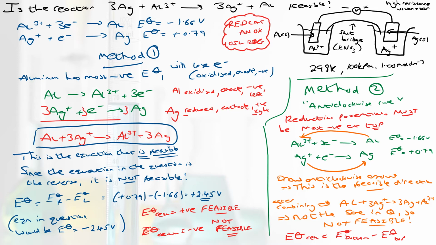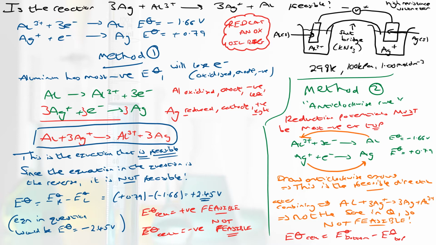So, using the first method, and this is very similar to what we did in the previous video, aluminium has the most negative E cell value. That's the one that will lose the electrons, be oxidized, and therefore is the more negative one. And so we need to flip our aluminium equation around so that it's written as an oxidation, not as a reduction. So we have aluminium going to Al3+ plus 3 electrons.